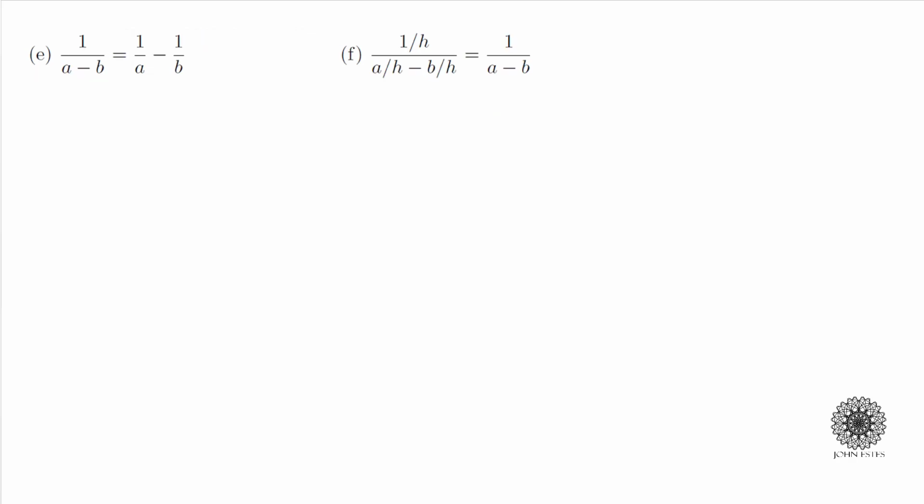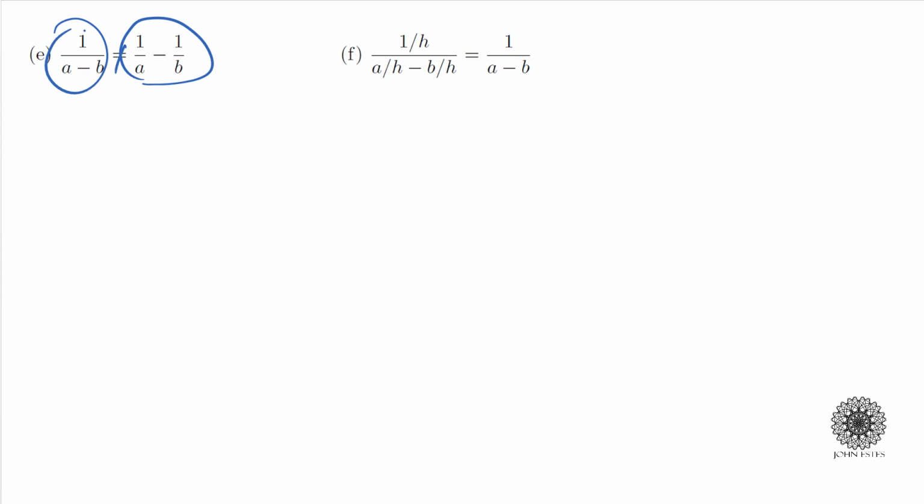Okay, moving on to the next one, E, we have 1 over (a minus b) equals 1 over a minus 1 over b, and we are going to say that is not true at all. So in general, if I'm subtracting fractions, the denominators don't work in this sense, right? If you're adding or subtracting fractions, you have to get common denominators first. So that doesn't work.